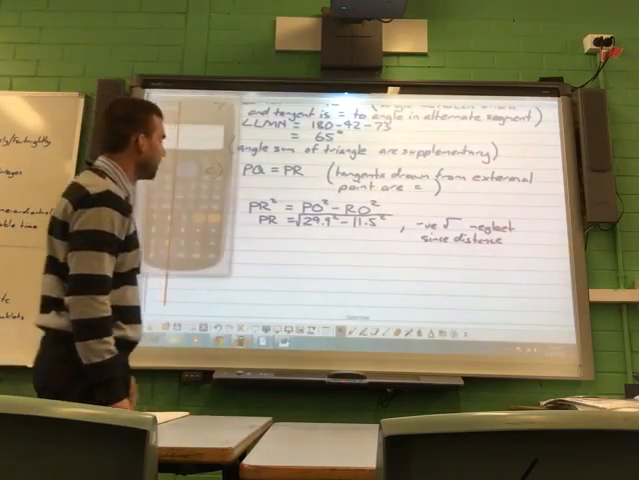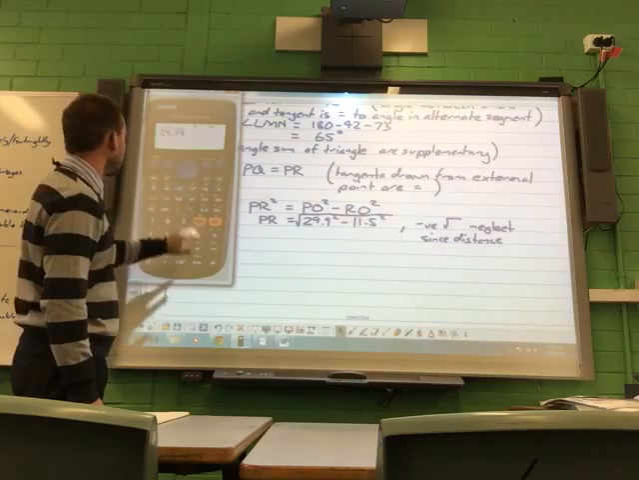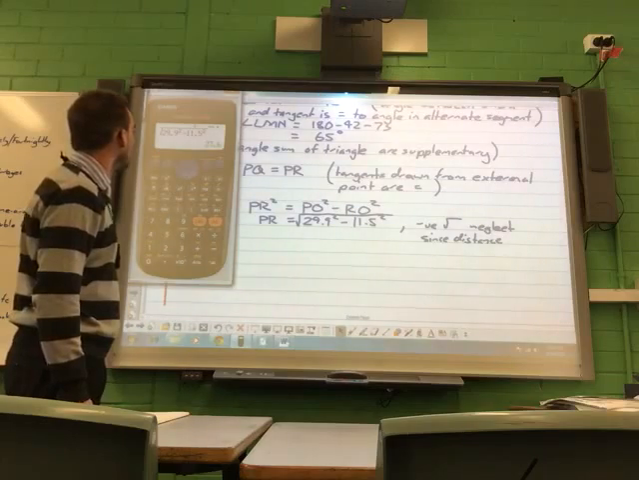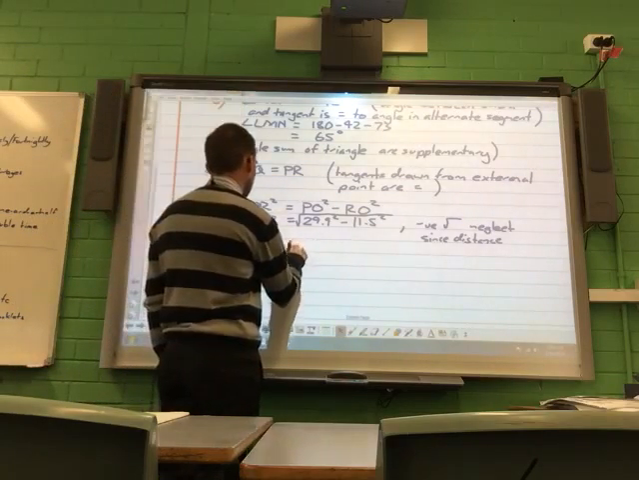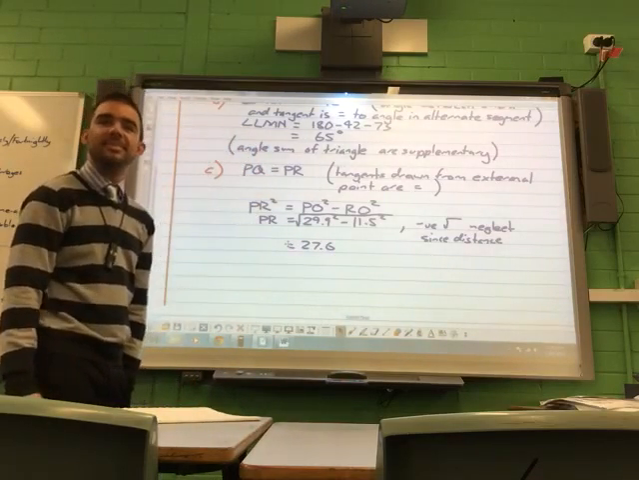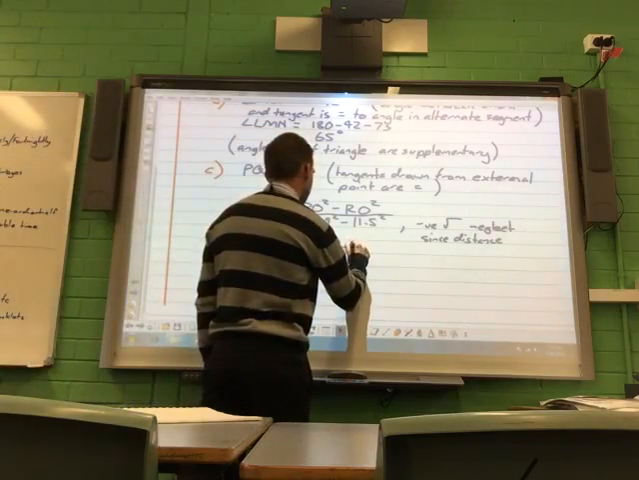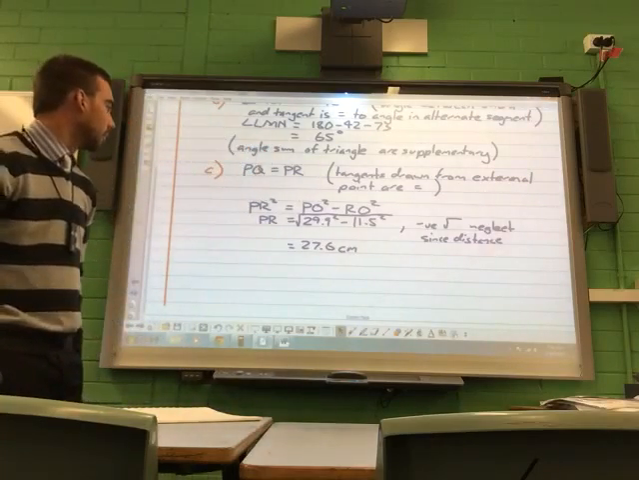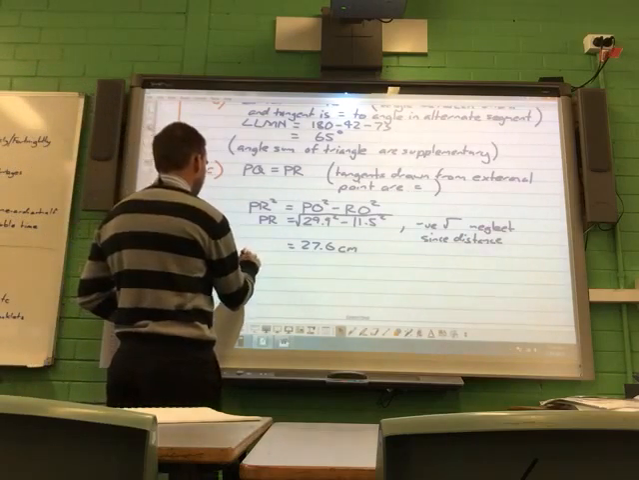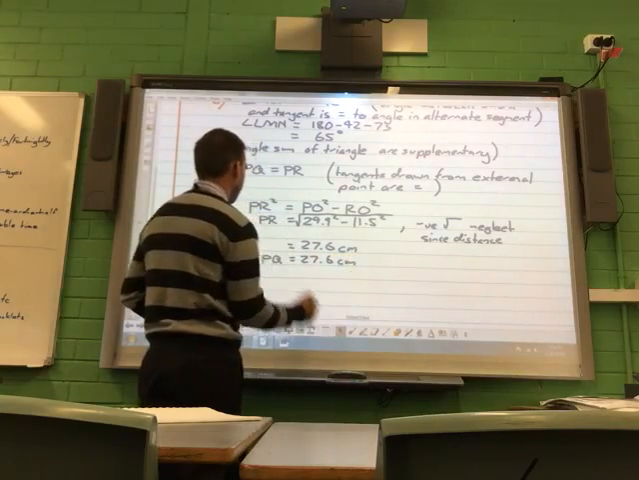All right, so square root of 29.9 squared, take away 11.5 squared, is 27.6. Right, what else do I need there? Units. Okay, but we're given them, so we need to write centimetres. So therefore, PQ is 27.6 centimetres as well.